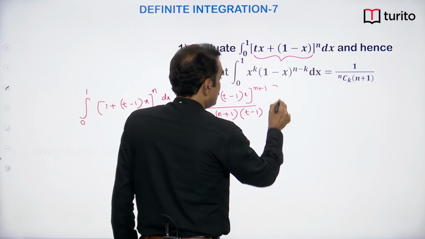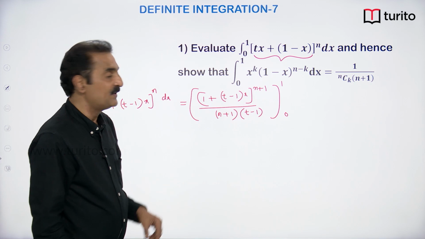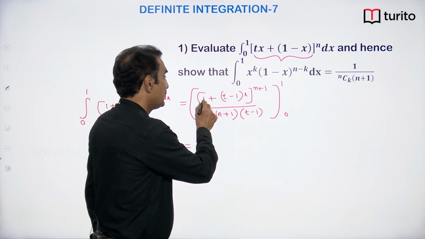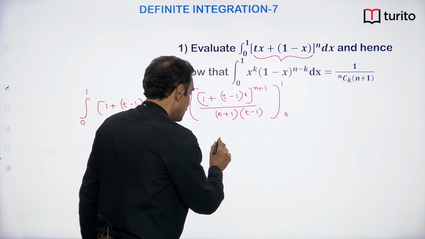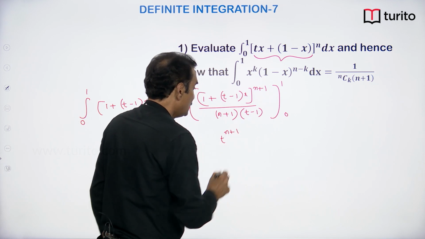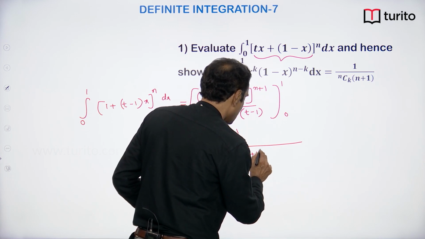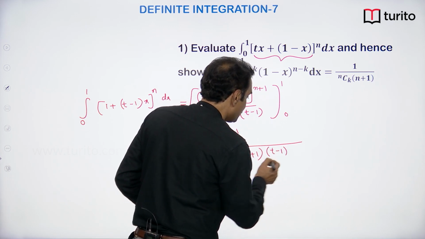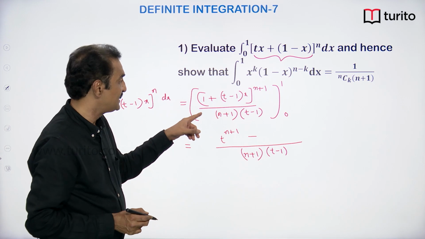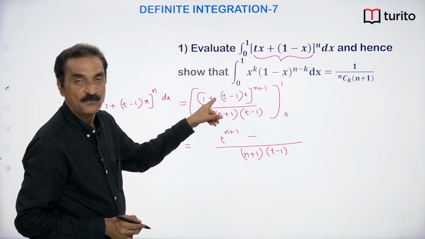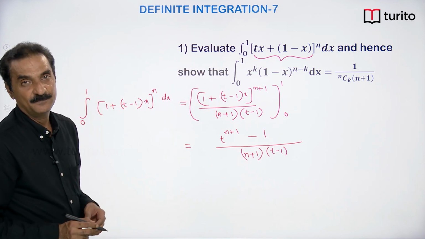Now substitute the limits 0 and 1. Substituting the upper limit, we will get (1 + t - 1) whole power n plus 1, which means t power n plus 1, and the denominator is constant, so write it as it is, (n + 1) into (t - 1). We have substituted the upper limit. Now minus, substitute the lower limit. Substituting x equal to 0, we will get (1 + 0) whole power n plus 1, that is 1. So this is the value of this integral.